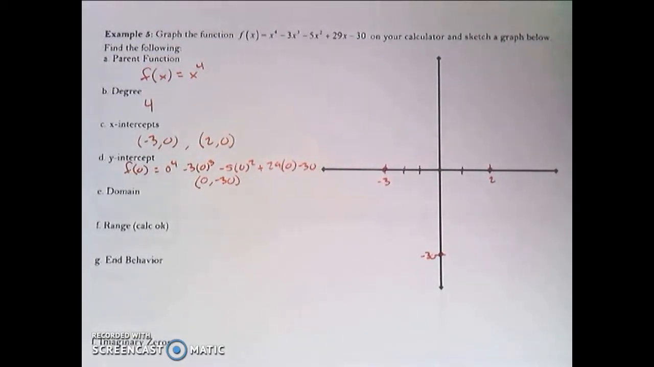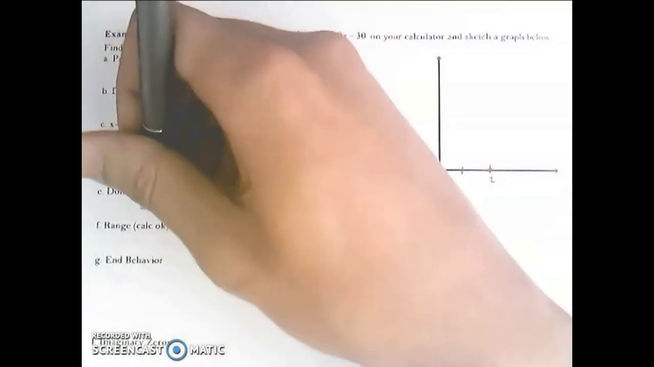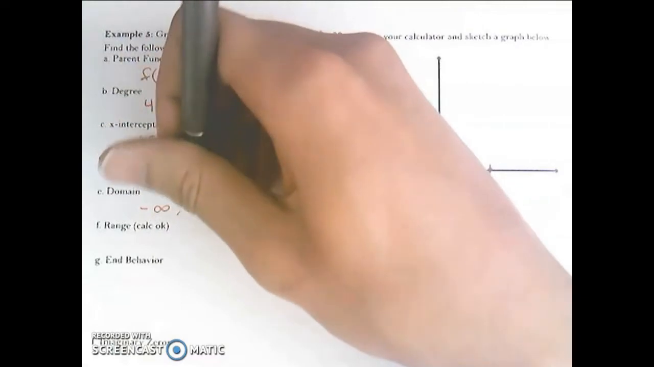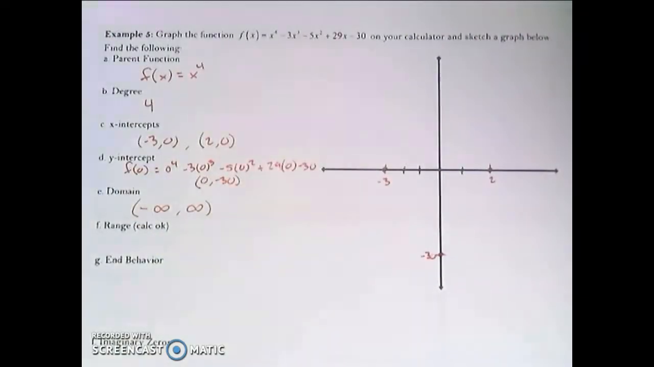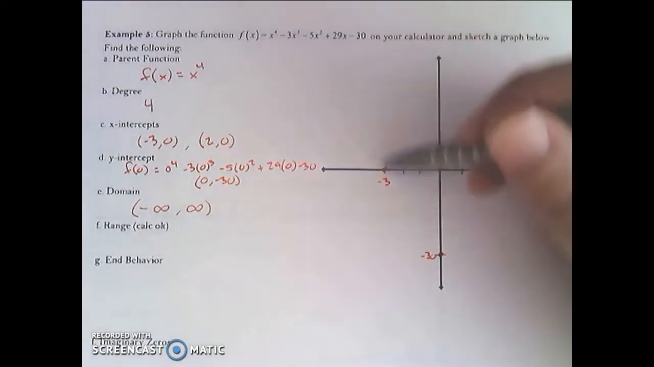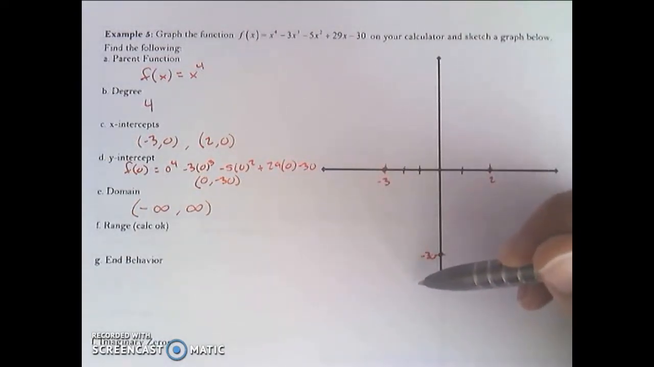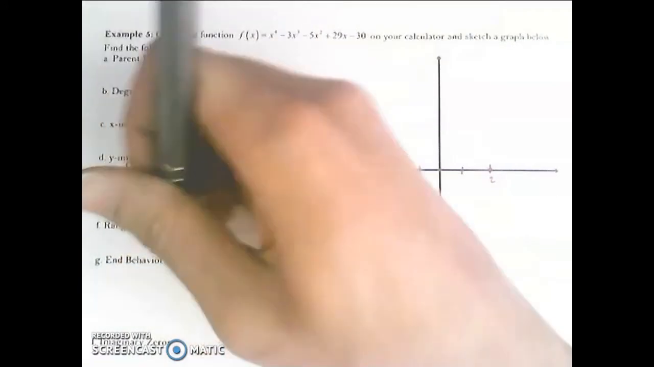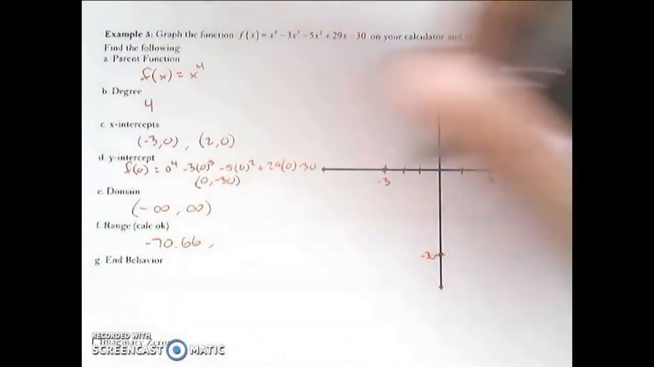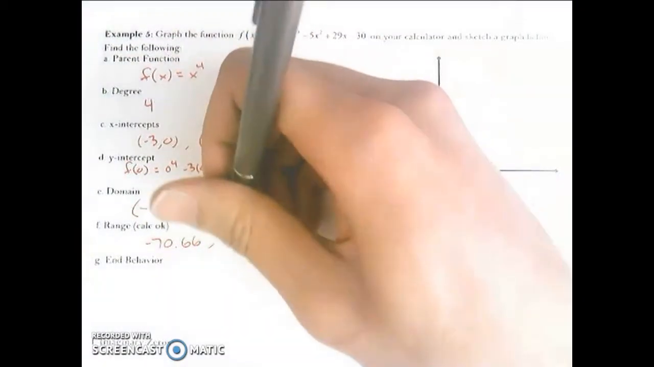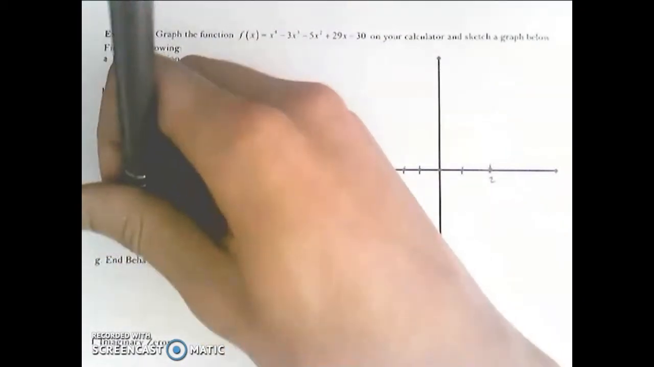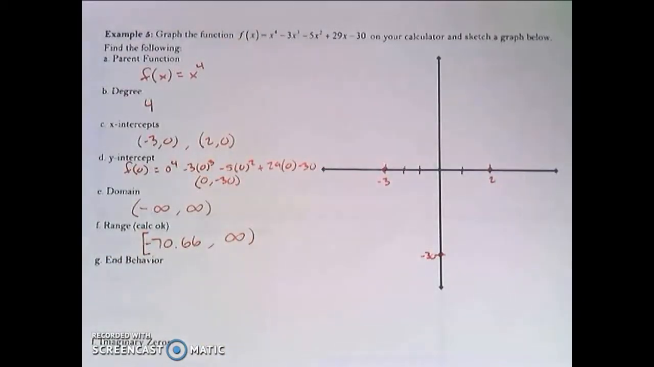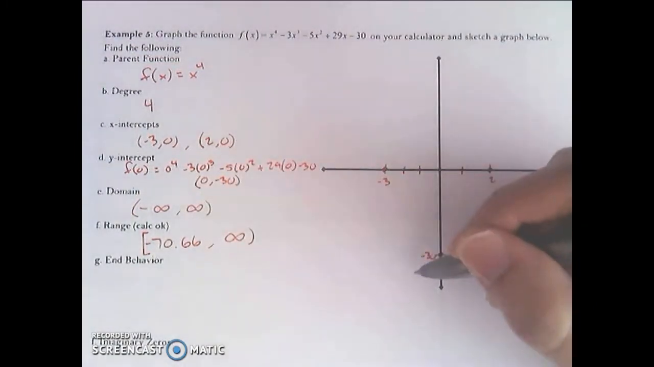We know that the domain is all real numbers, so from negative infinity to infinity. That's true for all polynomials. The range, we can find that minimum. Remember, it curved down. That minimum that was down here, use your calculator to find that minimum. We find that it's negative 70.66. And of course, the range continues all the way up to positive infinity. And we also want to include that lower bound, negative 70.66, because the function does hit that minimum.